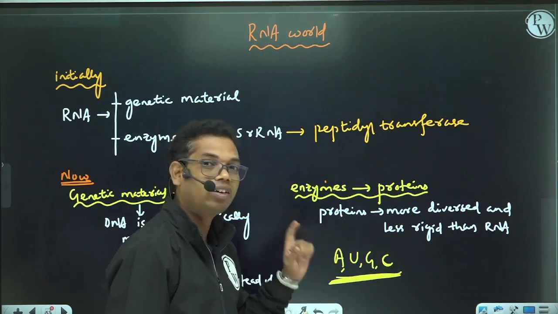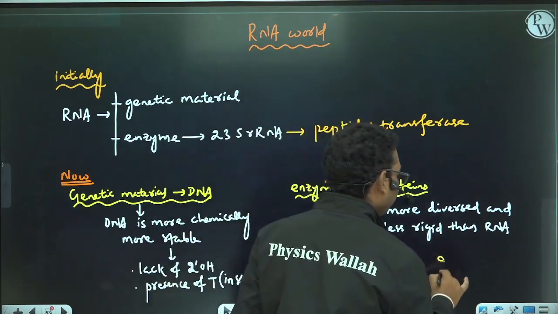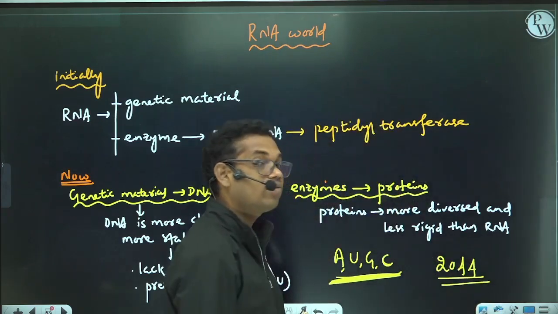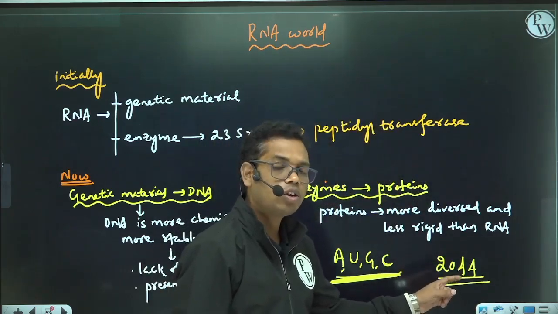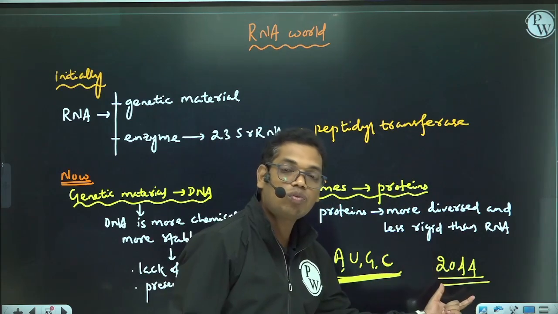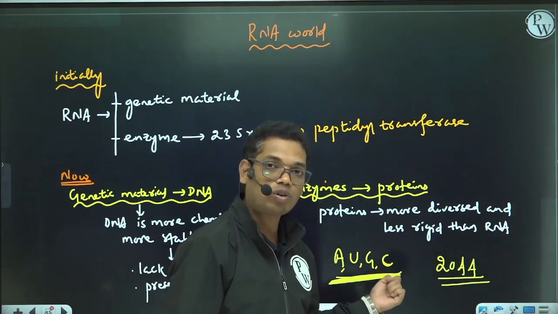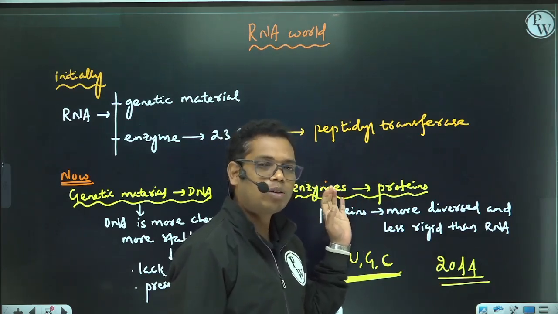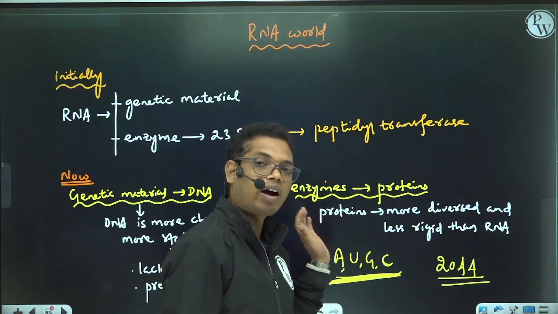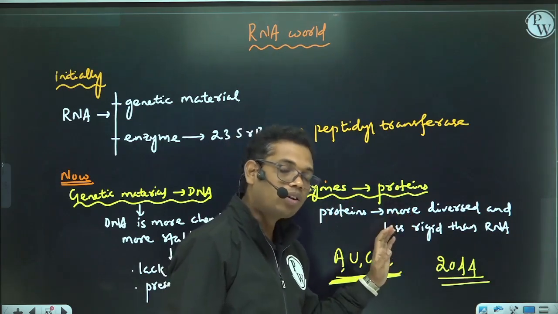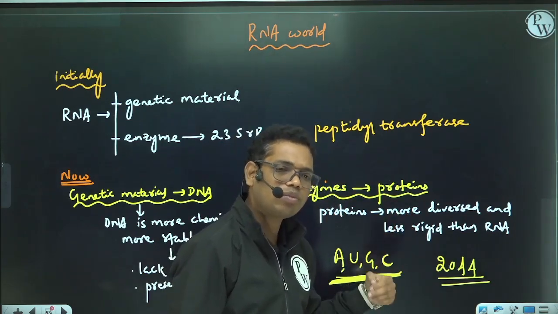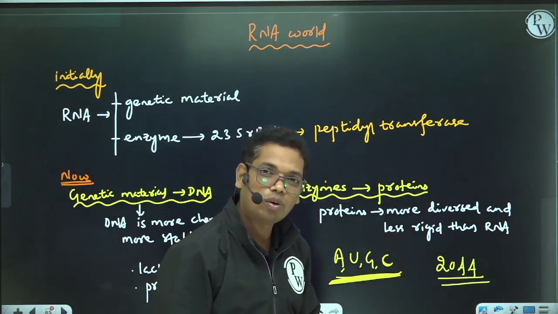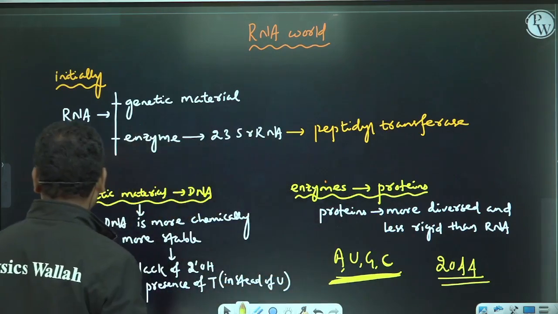But what about the protein? In protein, I have 20 amino acids. So the difference in the protein is due to the difference in the sequence of the 20 amino acids. So which will be more diverse? This one will be more diverse. So that is why protein is more diverse. So that is why the enzymatic property got transferred from RNA to proteins. No doubt, even now some enzymes are RNA in nature, but most of the enzymes are proteinaceous in nature. Okay, so this is all about the RNA world.